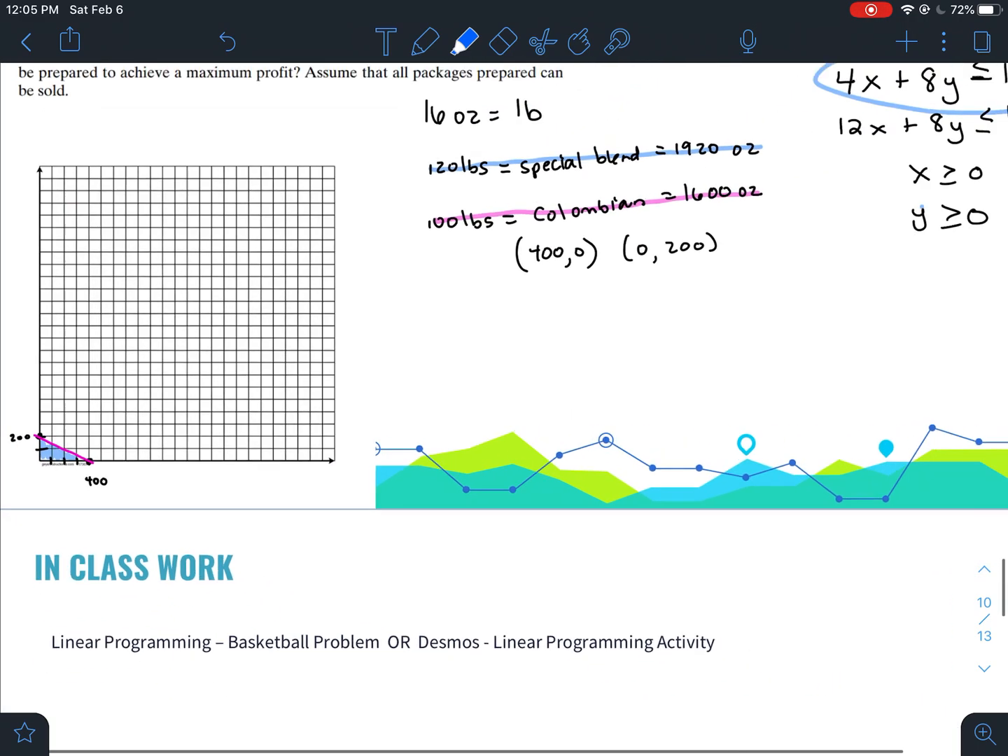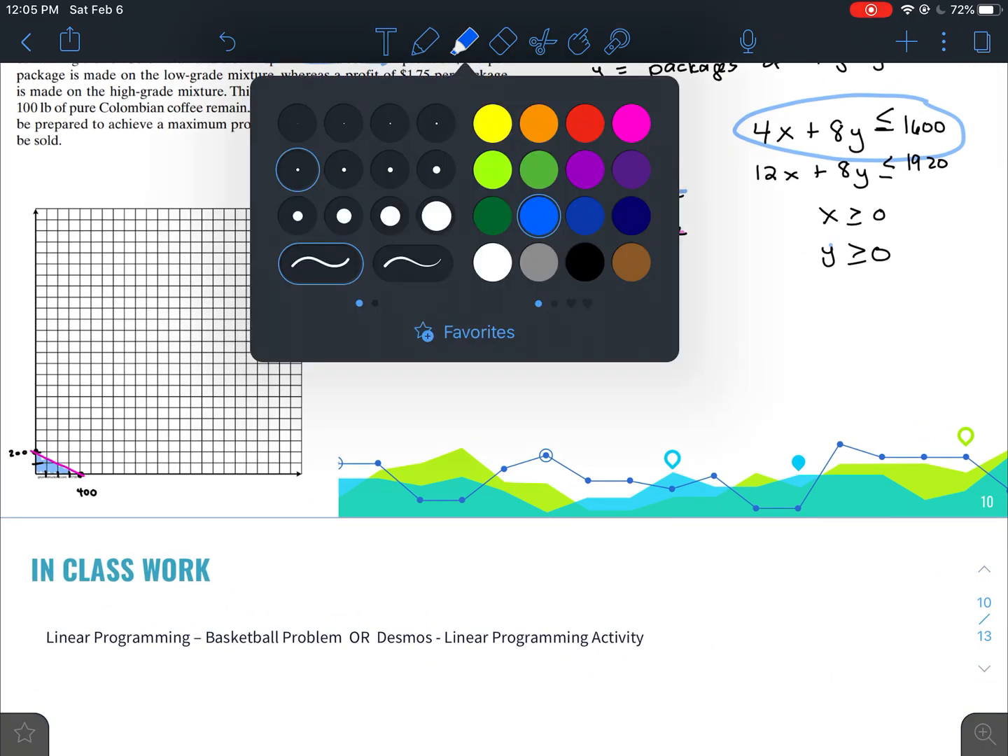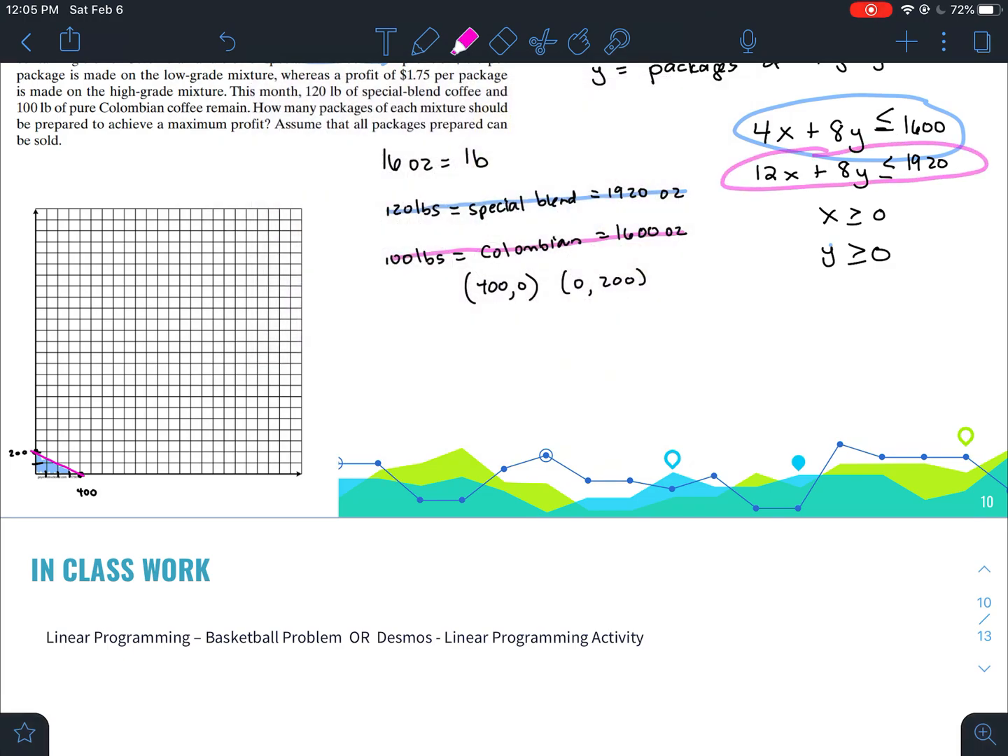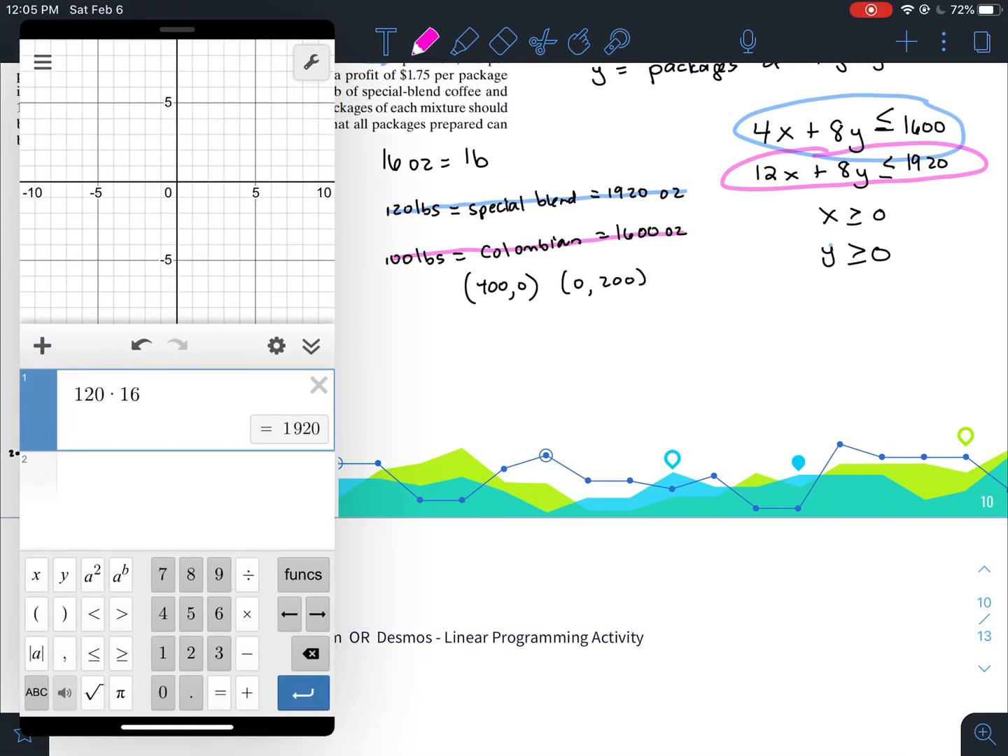So I'm in this little area right now. And then for my other one, I have 12x plus 8y is less than or equal to 1920. So again, they might not be pretty intercepts, but let's find the intercepts of this. 1920 divided by 12. Oh, that is pretty. So the x-intercept would be 160, 0. And then my y-intercept, 1920 divided by 8 would be 240. So 0, 240.